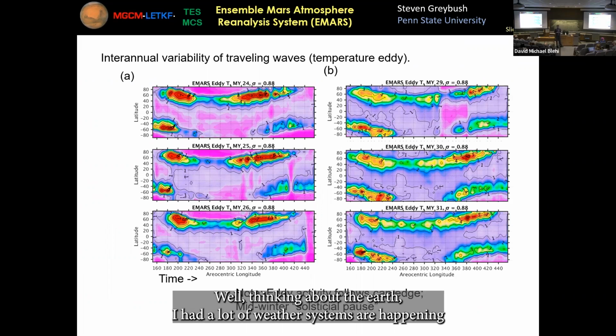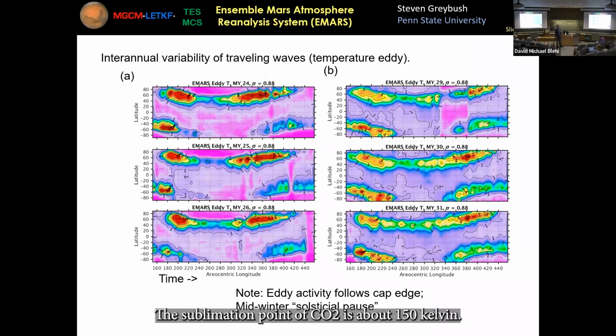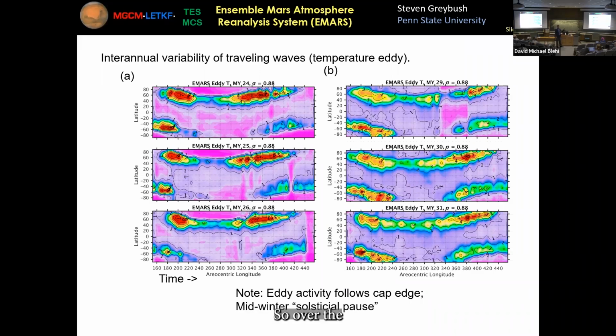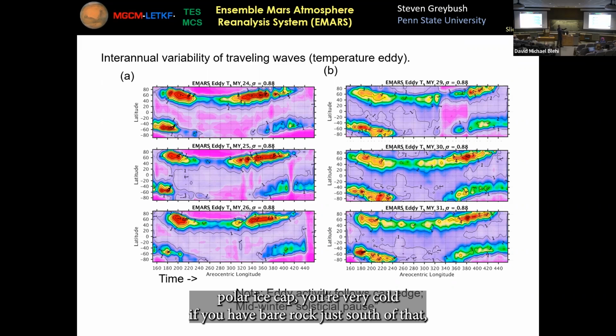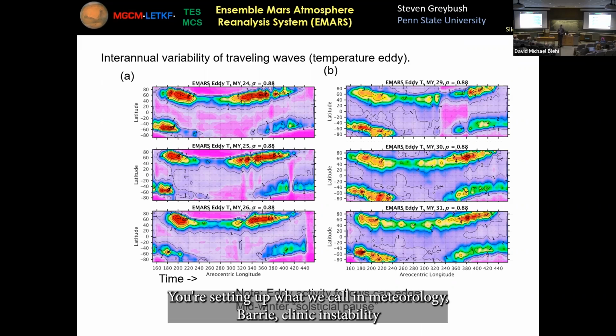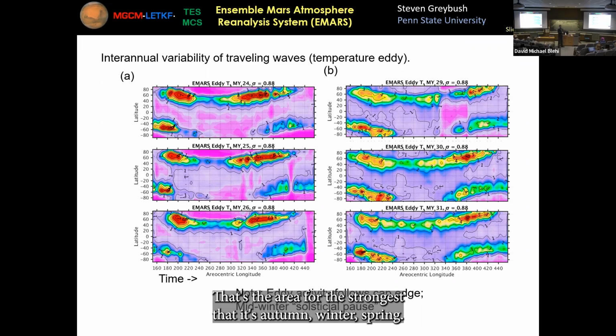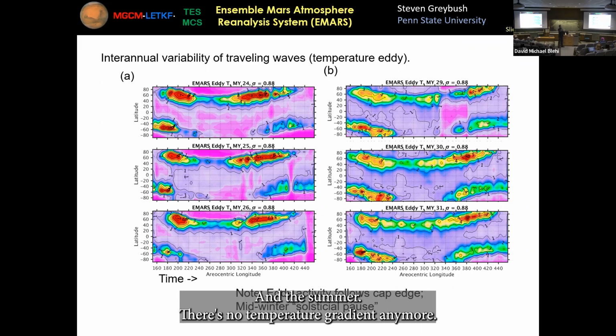Well, thinking about the Earth, a lot of weather systems are happening in the mid-latitudes where we have strong temperature gradients. Where is there a strong temperature gradient on Mars? Well, think about that polar ice cap. The sublimation point of CO2 is about 150 Kelvin. So over the polar ice cap, you're very cold. If you have bare rock just south of that, let's say in the northern hemisphere polar ice cap, that's a strong temperature gradient. You're setting up what we call in meteorology baroclinic instability. That's going to give rise to weather systems. So right along this ice cap edge, you actually see that's the area for the strongest eddies in autumn, winter, and spring. In the summer, there's no temperature gradient anymore, so you don't really have many eddies in that hemisphere.